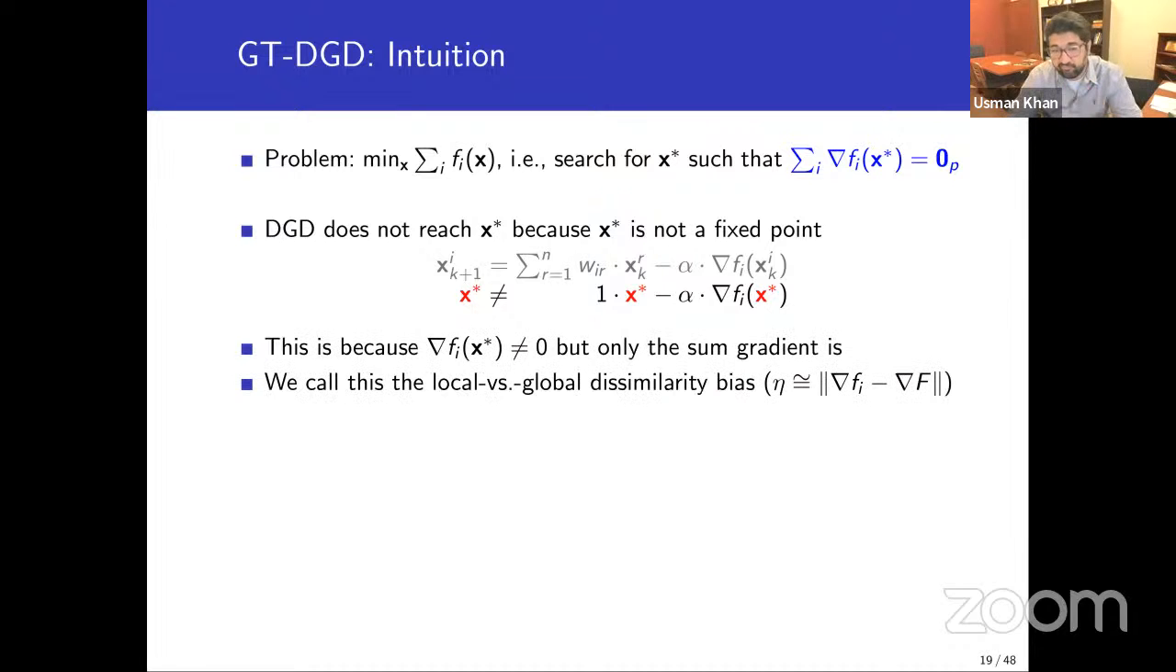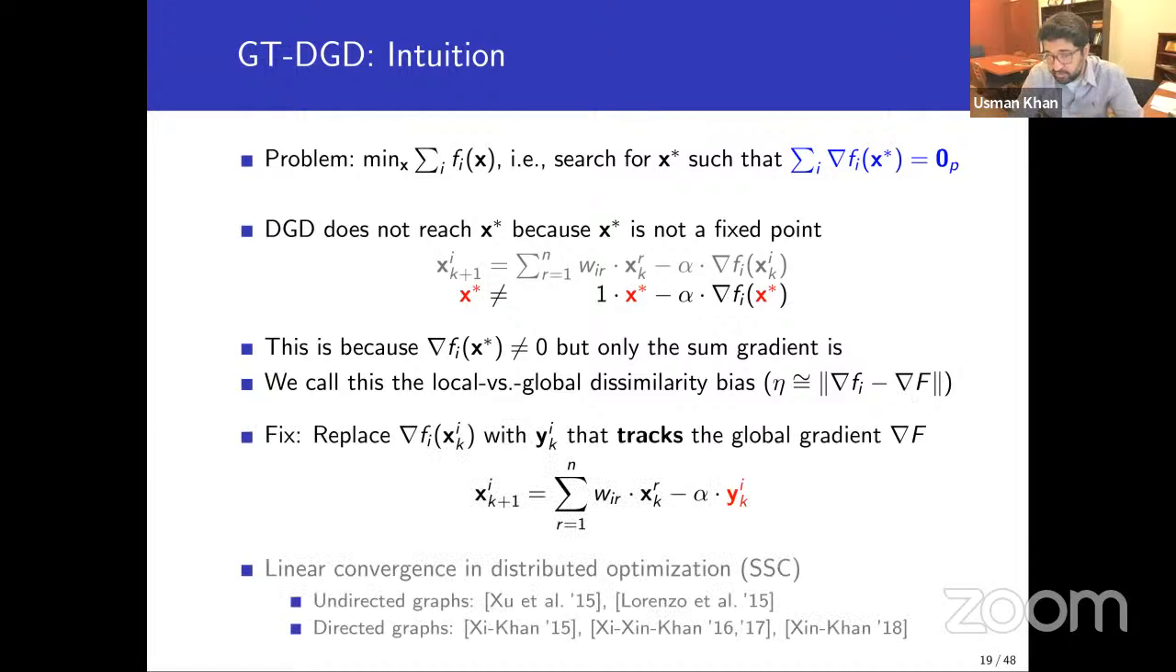And we can fix this problem. It comes from the issue that the local cost, which is the gradient of Fi, is different from the global cost, which is the gradient of capital F, the sum. If we want to quantify this, we call this parameter eta. So eta would be the difference between local and global cost.